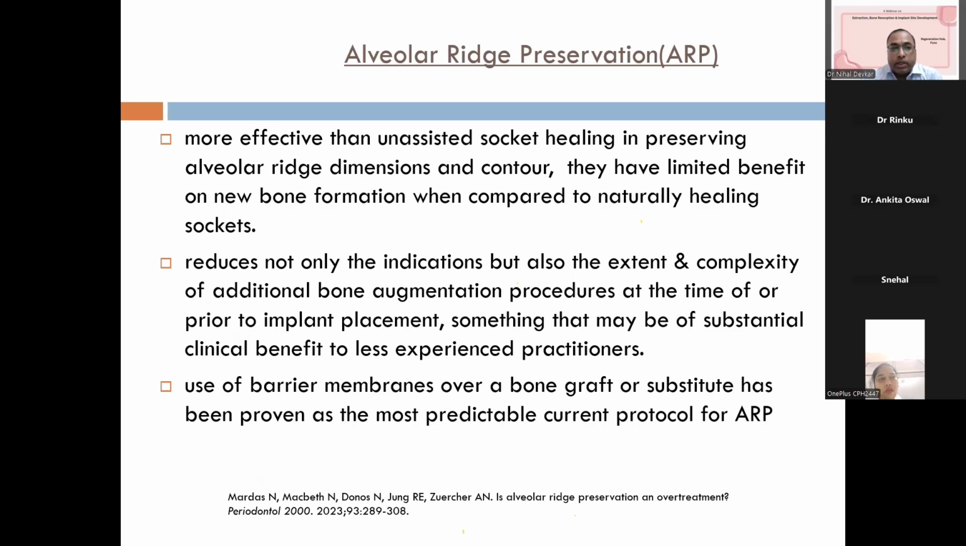ARP, or socket preservation, reduces not only the indications, but also the extent and complexity of additional bone augmentation procedures at the time of or prior to implant placement. That is a huge benefit, as the quantity of additional bone augmentation also reduces. It may be of substantial clinical benefit, especially to a new beginner in the field of implantology. So what do you use? A barrier membrane over a graft or substitute has been proven as the most predictable current protocol for socket grafting.